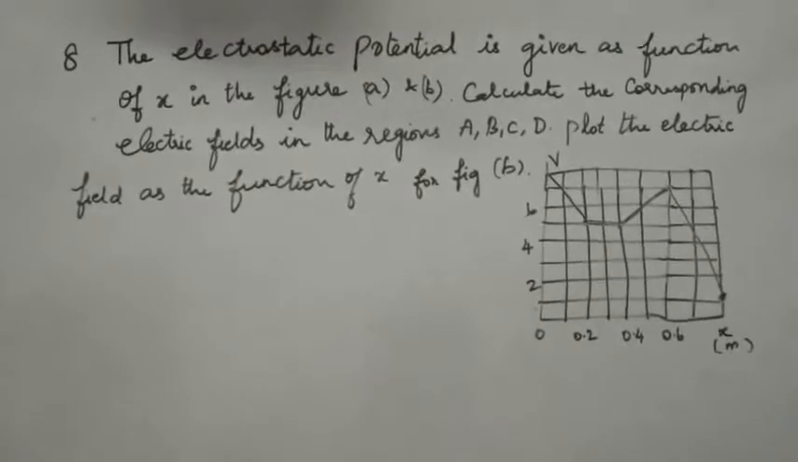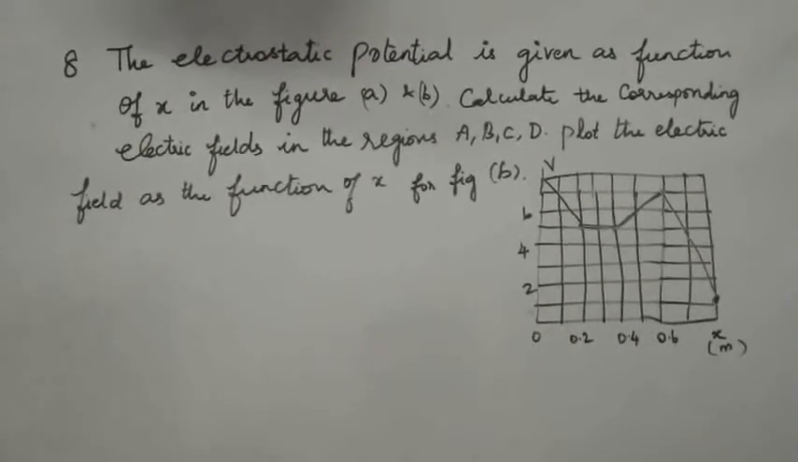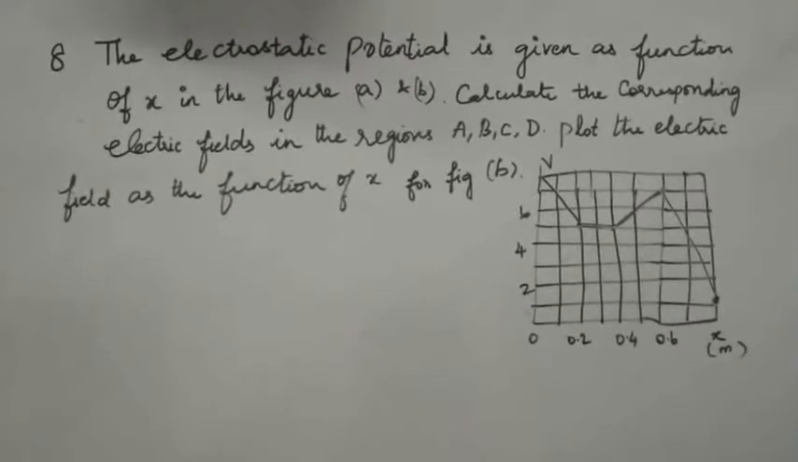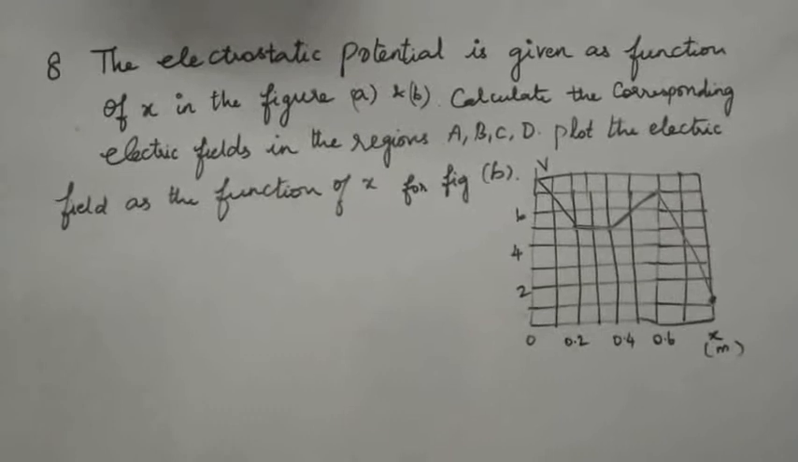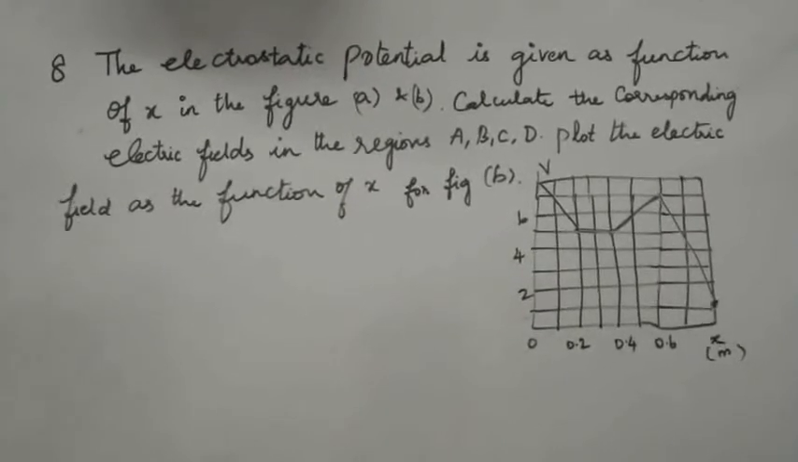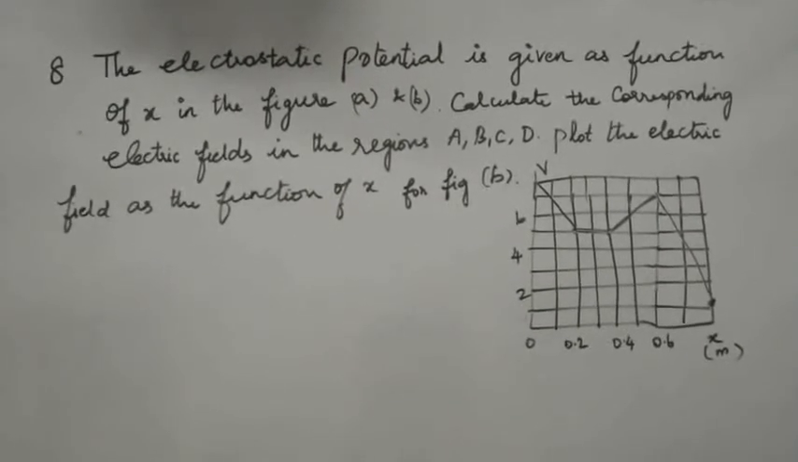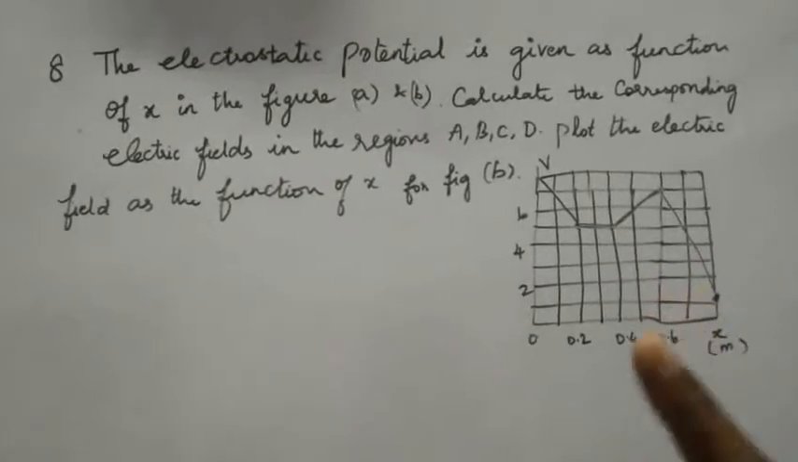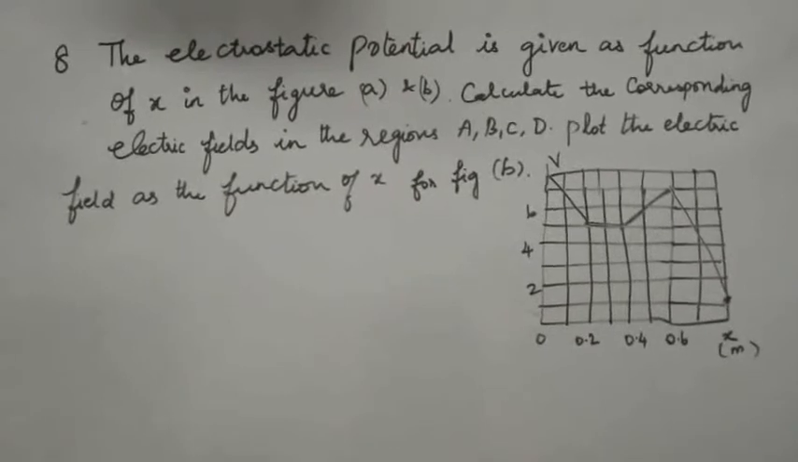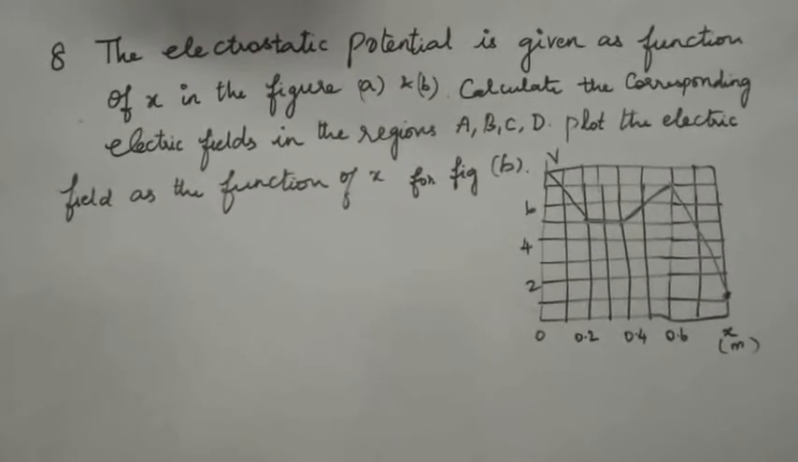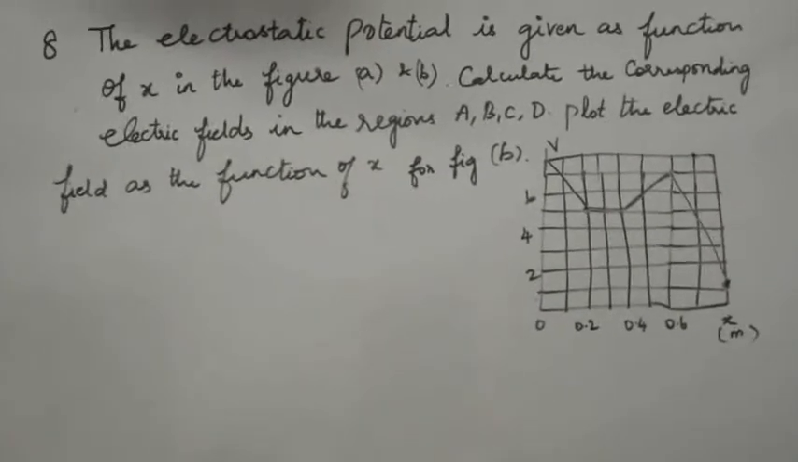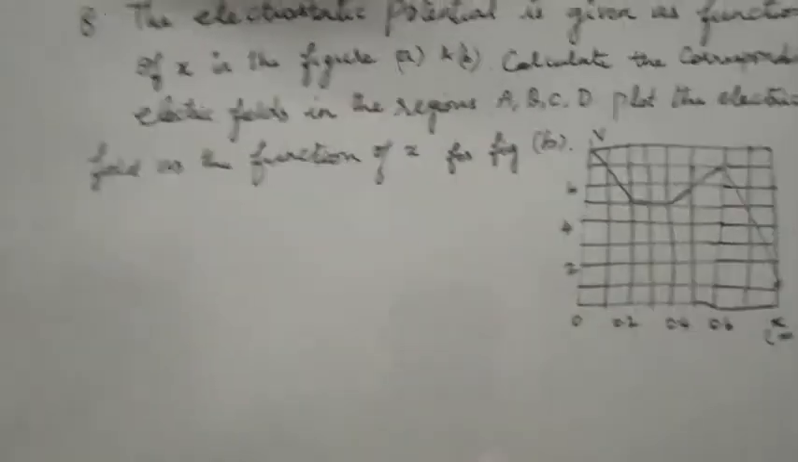Let's move on to question number 8 of your book back exercise problem in Unit 1, Electrostatics. The question is, the electrostatic potential is given as a function of x in figures A and B. So you have two figures, A and B. I have just drawn the first figure alone. Calculate the corresponding fields in the regions A, B, C and D and plot the field as a function of x for figure B.